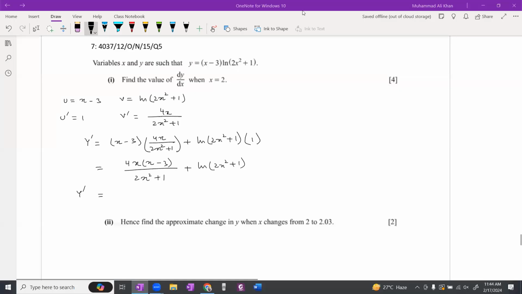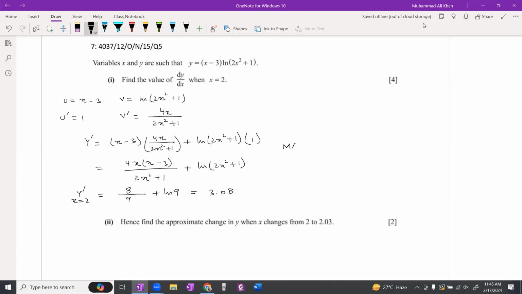Now we have to calculate the value of the derivative when x is 2. So when x is 2, it will be 4 times 8 over 4 times 8 plus 1, that is 9, plus ln 9. Find the value of dy over dx. We can also calculate it in decimal. So what is the value in decimal? The final answer is 0.08.